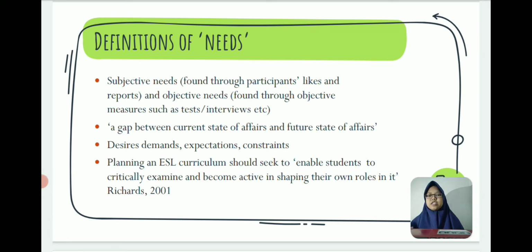The next is definitions of needs. Needs are often described in terms of linguistic deficiency, that is, as describing the difference between what a learner can presently do in language and what he or she should be able to do. This suggests that needs have objective reality and are simply there to be identified and analyzed. Subjective needs are found in participants' likes and reports, and objective needs are found in objective measures such as tests or interviews, etc. A gap between current state of affairs and future state of affairs.